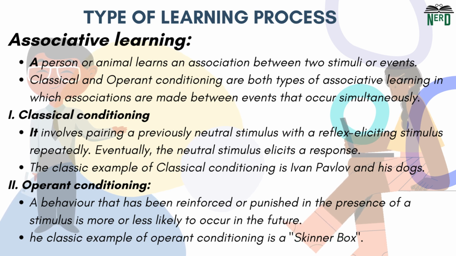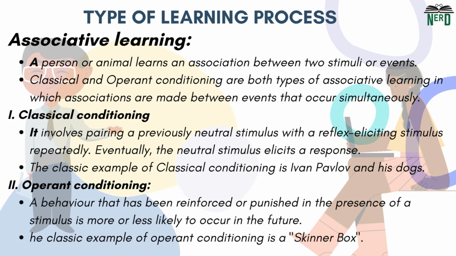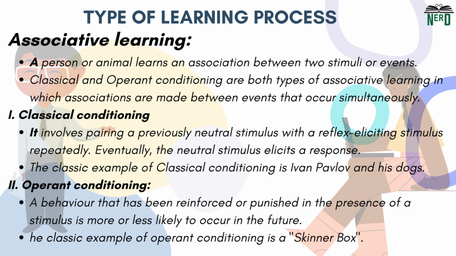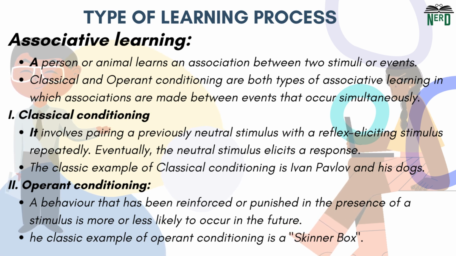Operant conditioning has also been discussed in the previous class. Operant conditioning is when a behavior that has been reinforced or punished in the presence of a stimulus is more or less likely to occur in the future. It is an associative learning process through which the strength of a behavior is modified by reinforcement or punishment. A procedure is also used to bring about such learning. The operant conditioning chamber, or Skinner box, was created by Skinner to implement his empirical approach. Pigeons and rats were isolated in this chamber and were exposed to carefully controlled stimuli.